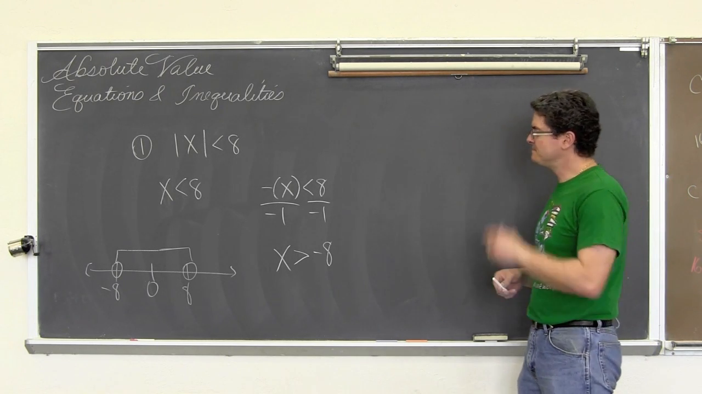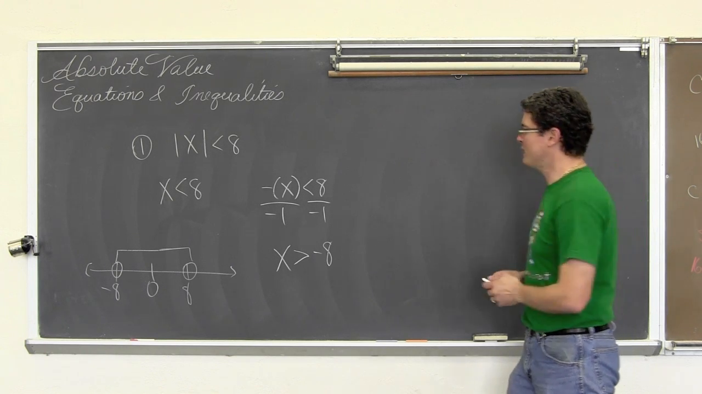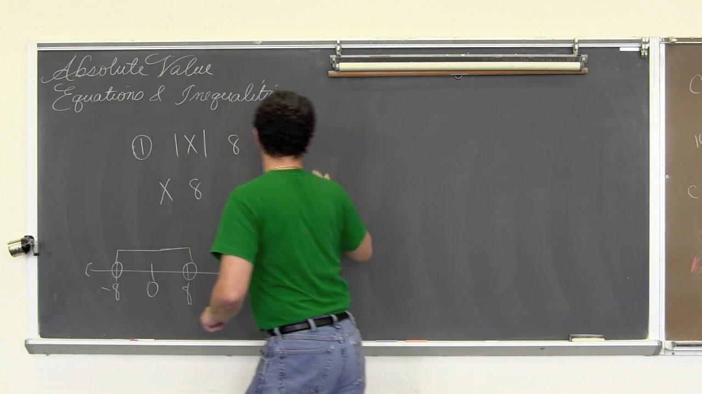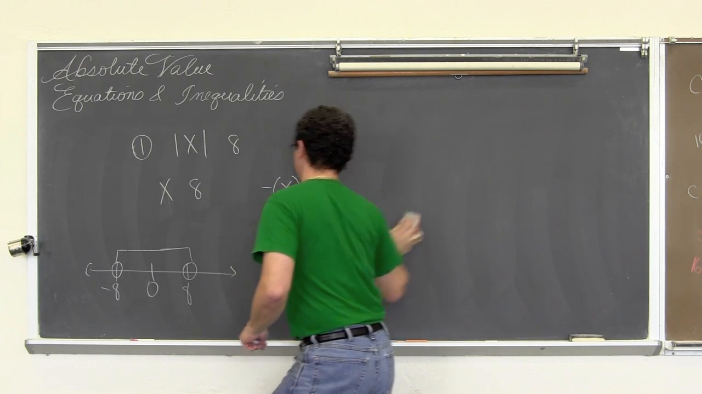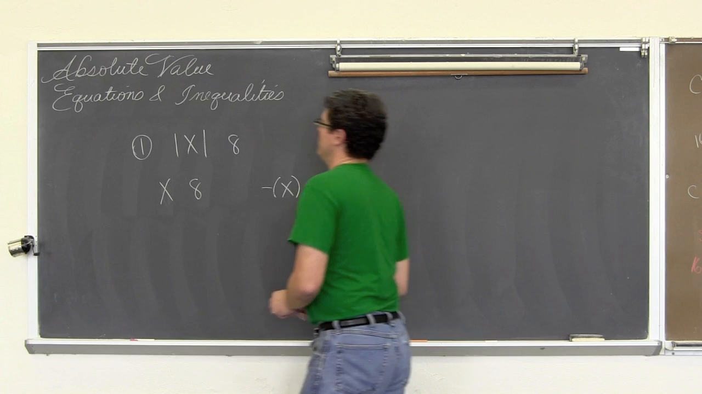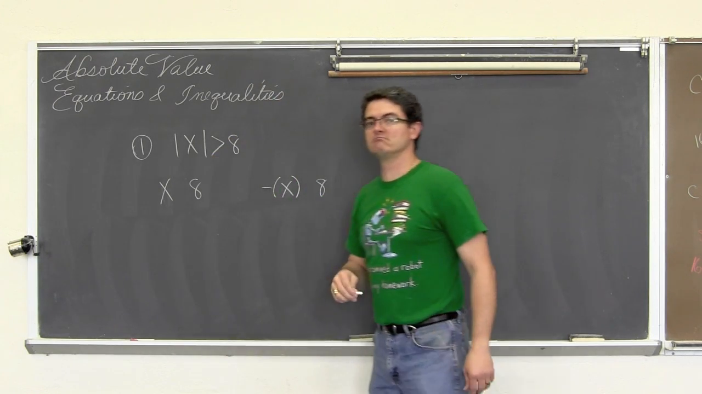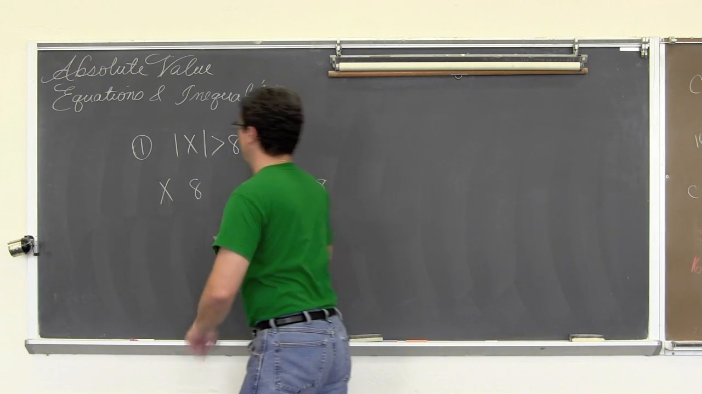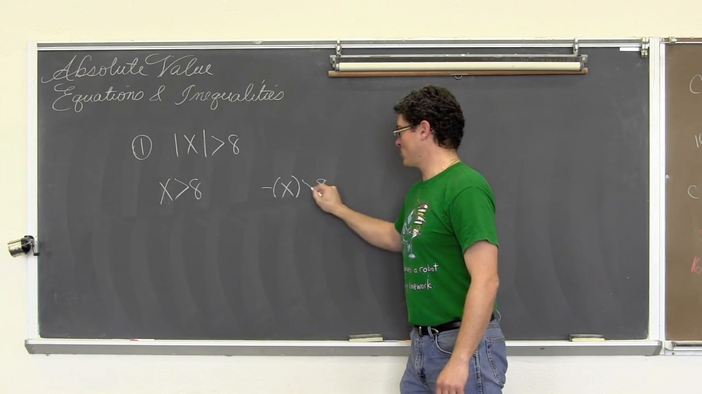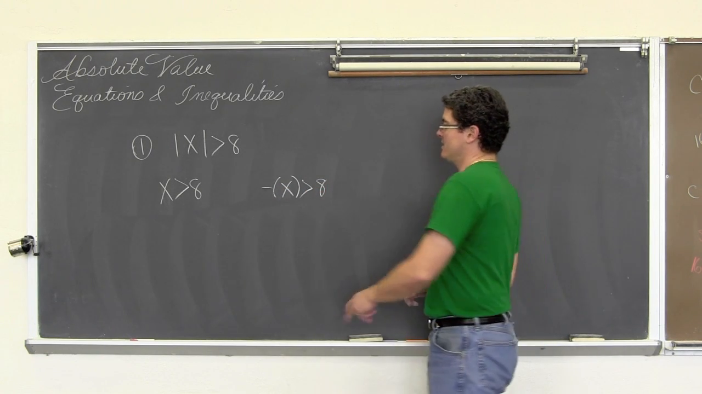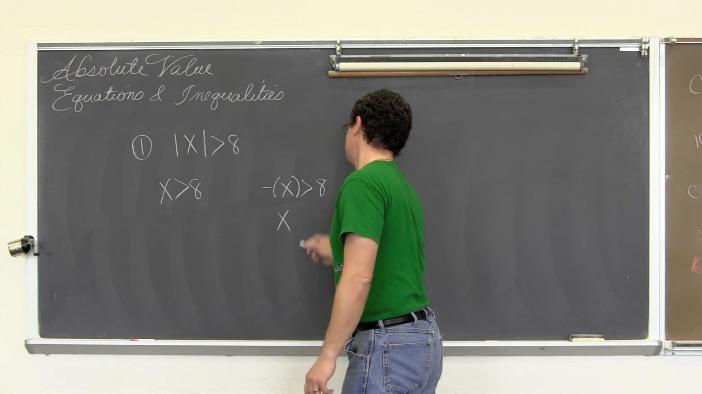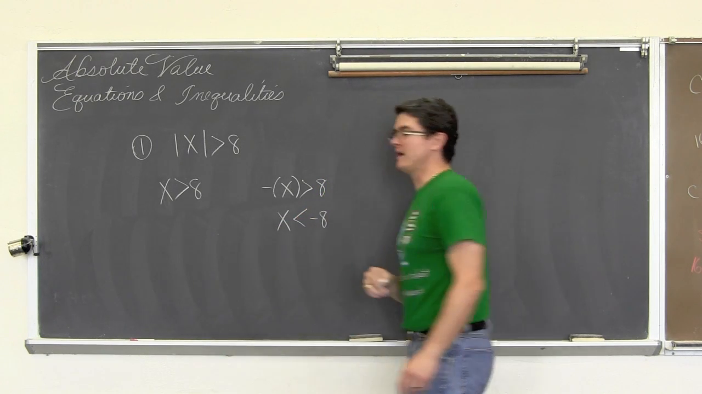What would happen if we change the direction of the inequality? My example was, I want the absolute value of x to be greater than 8. So the absolute value of x is greater than 8. Negative x is greater than 8. And divide both sides by negative 1 and we get x is less than negative 8.